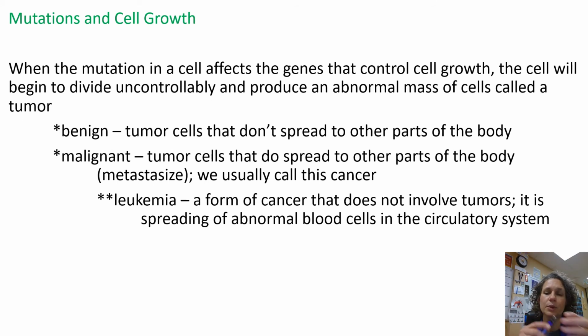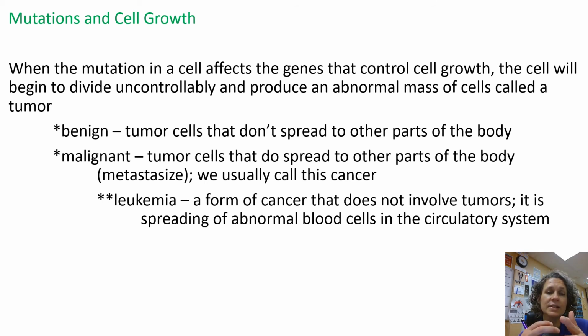Okay, so now mutation as it relates to cell growth. If the mutation in the cell causes problems with the genes that control cell growth, one of the things that can happen is the cell just starts to divide uncontrollably. A normal cell has kind of like personal space boundaries. As soon as they start to get crowded, they stop growing. These abnormal cells just keep growing and start to push everything out of the way. They form an abnormal mass that is typically called a tumor.